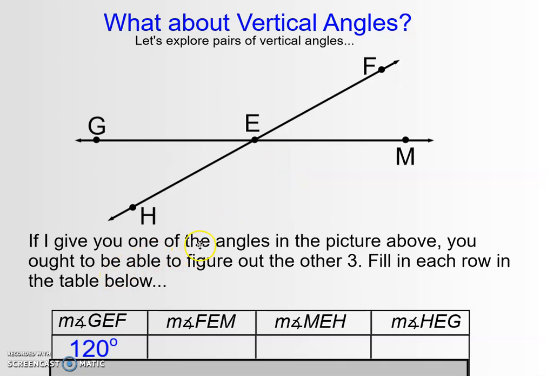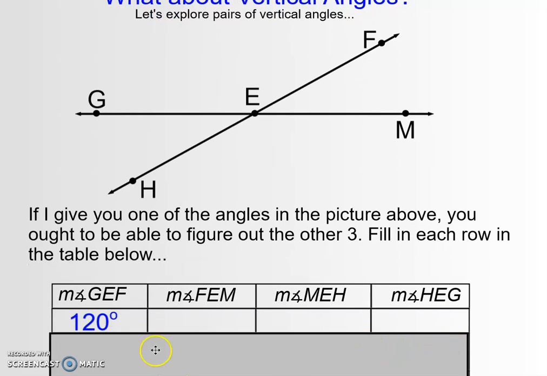And if I give you one of the vertical angles in the picture above, you should be able to figure out all other three angles in that row. So, for example, in the table in your notes, I told you that the measure of angle GEF is 120. So if I put 120 degrees there, we ought to be able to figure out these other three angles. So how?